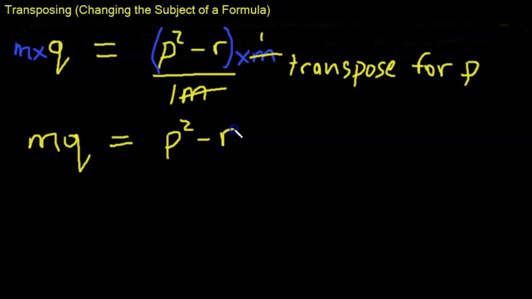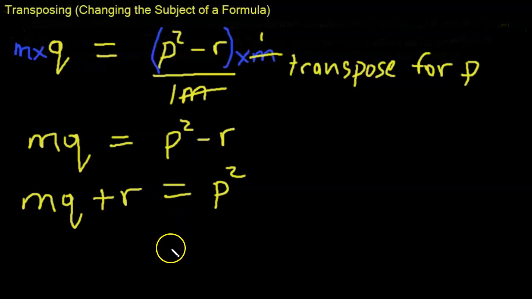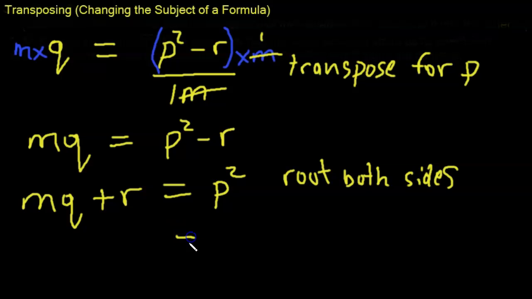We're transposing for p, so we want the p squared by itself, right? So we can add r to both sides. I would say group this negative r with mq over here, so it becomes mq plus r equal to p squared. Good. So we want p, so we take the square root of both sides. So the square root of the p squared, we get p, and the square root of mq plus r.